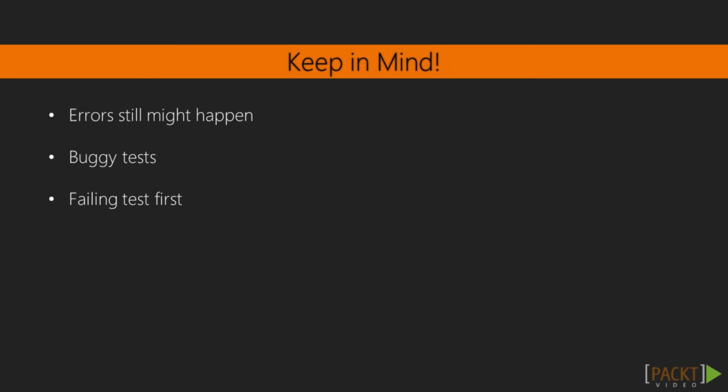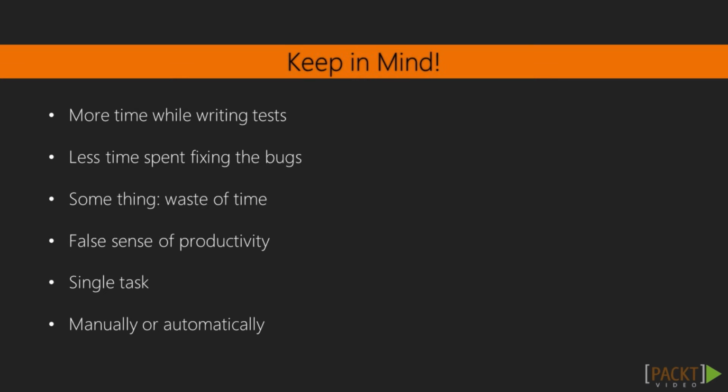Working unit tests doesn't mean that errors won't happen or that the application as a whole will work. Tests can be buggy, in which case providing the false confidence of everything working correctly. This is the reason why you always make sure that your test is failing first. The tests will require extra time to write them. This will be balanced out as you will be spending less time debugging to fix the bugs.